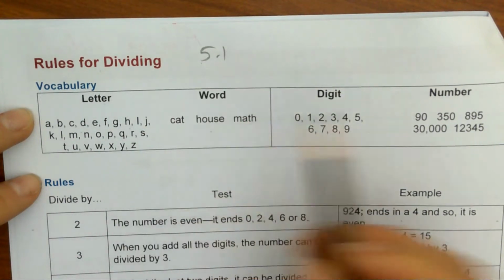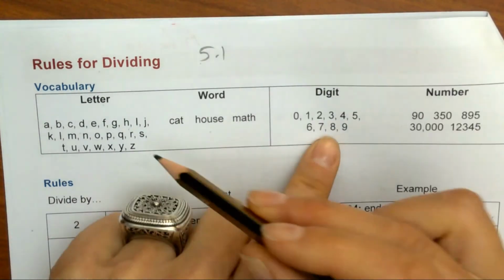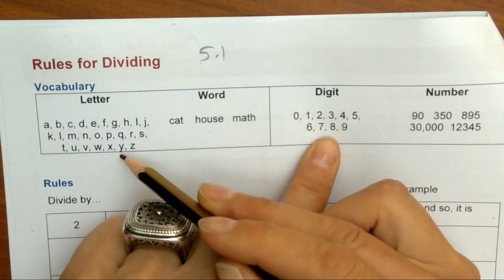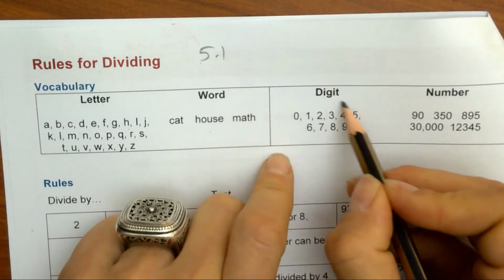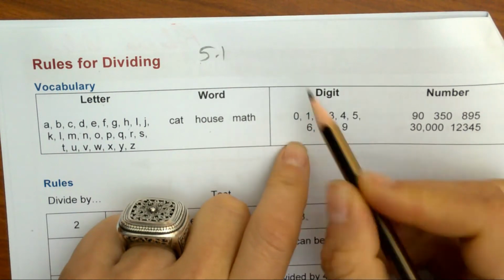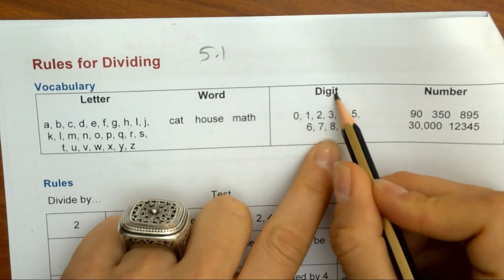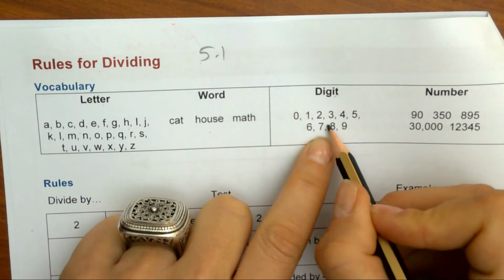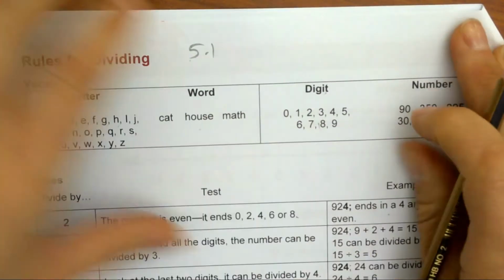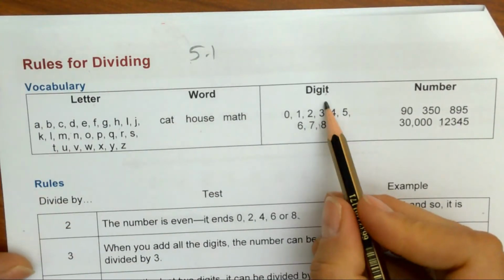And just like our English alphabet, we have a math alphabet. And these are our letters, equivalent to our letters, but we call them digits in math. And when we put our digits together, we call them numbers. So sometimes you'll hear me use the word digit.